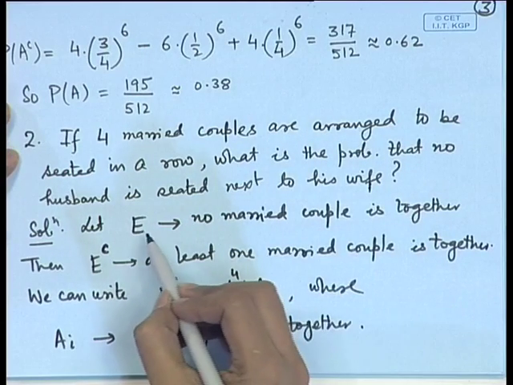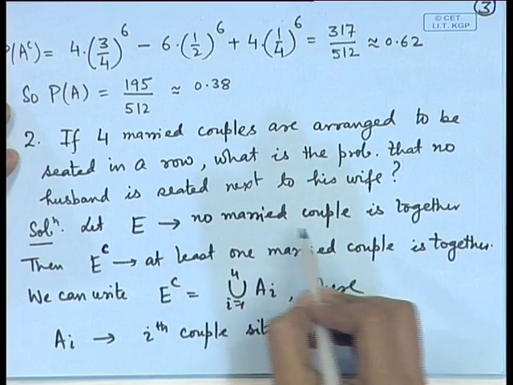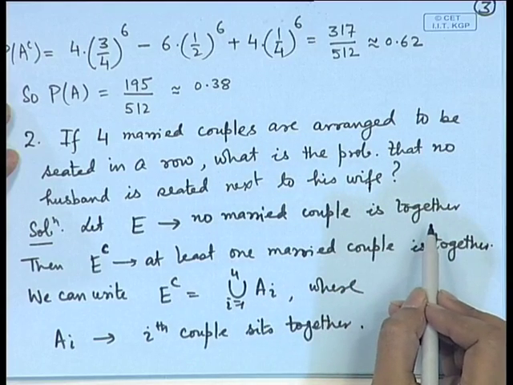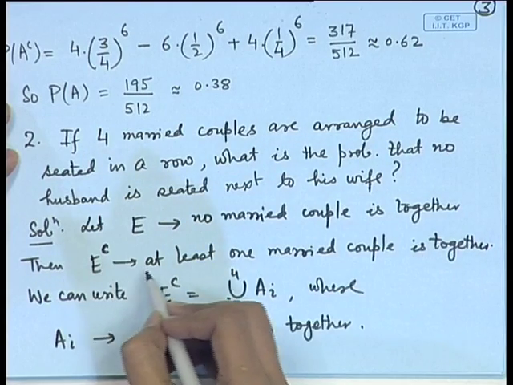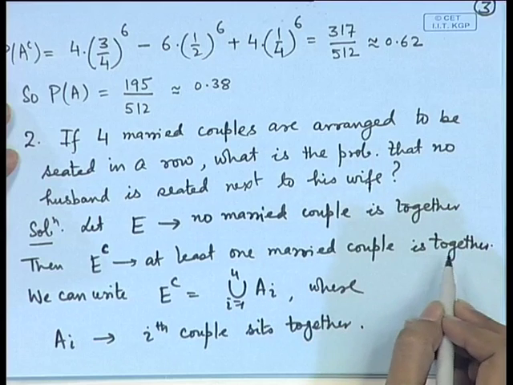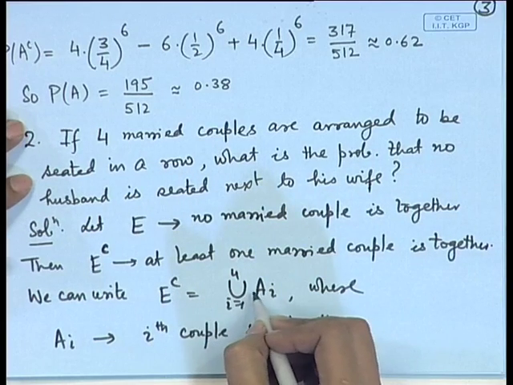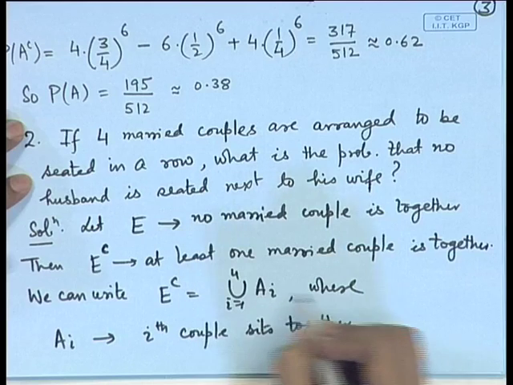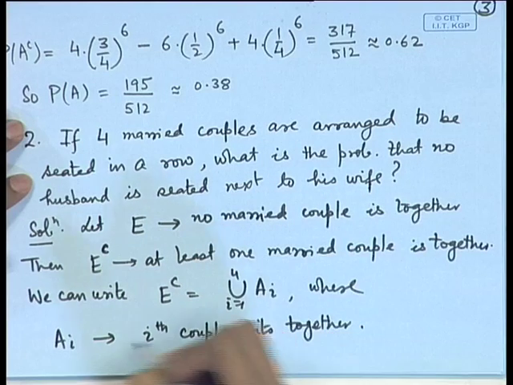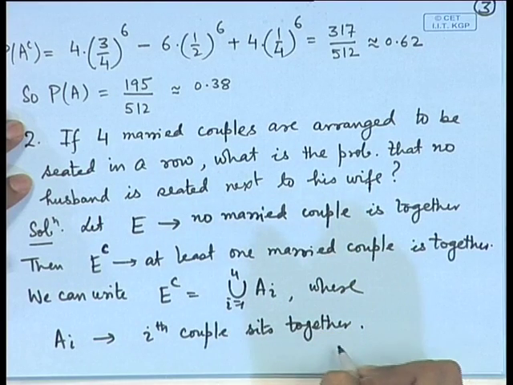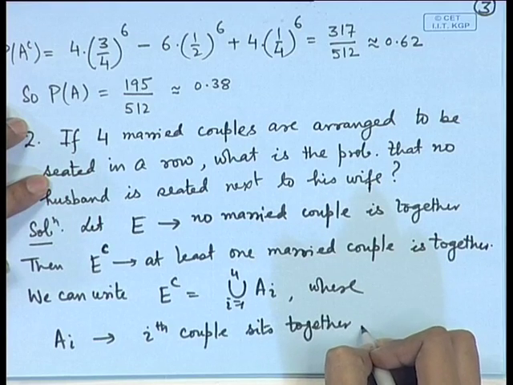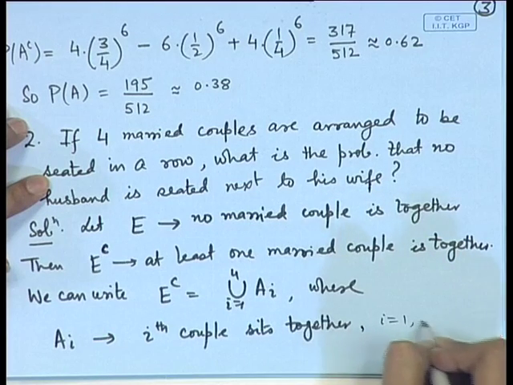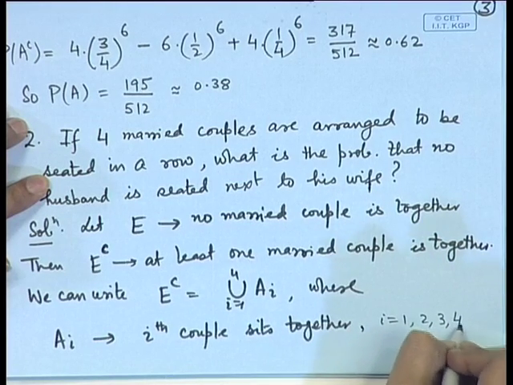So, let us define the event E to be that no married couple is together, then E complement denotes the event that at least one married couple is together. Therefore, E complement can be written as the union over i equal to 1 to 4 of A_i, where A_i denotes the event that the ith couple sits together for i equal to 1, 2, 3, 4.